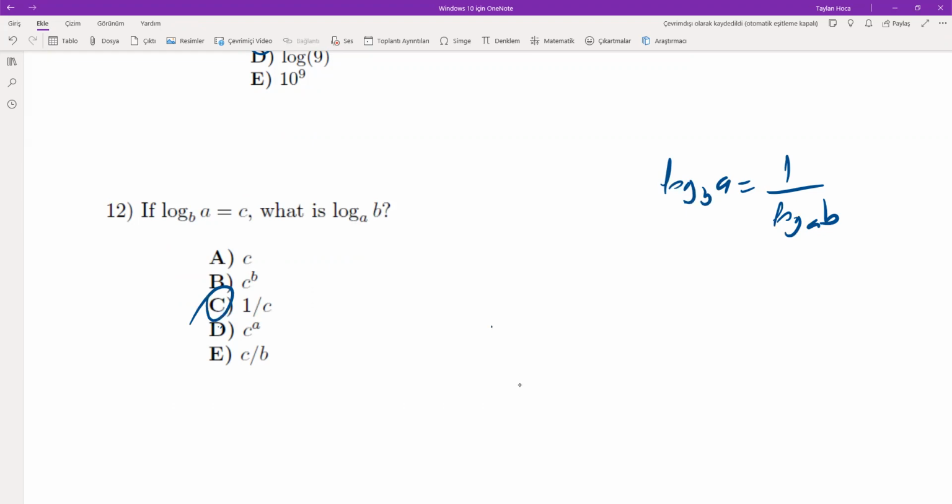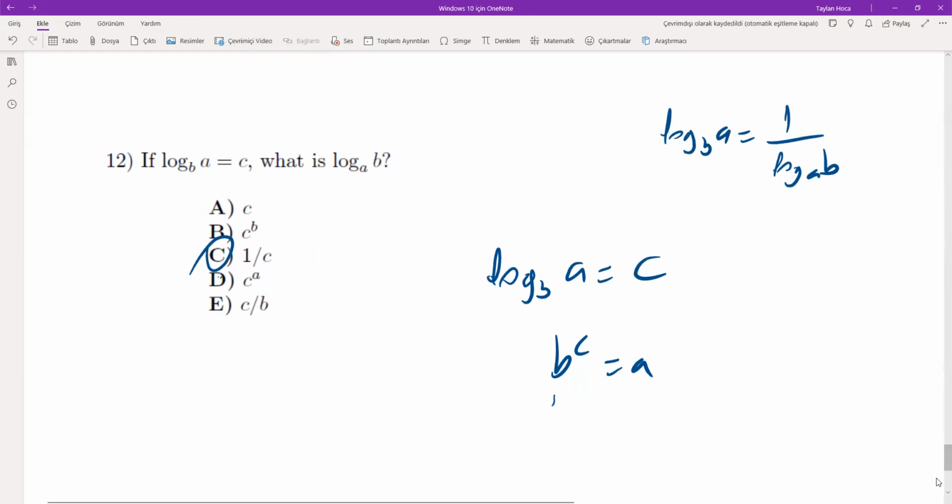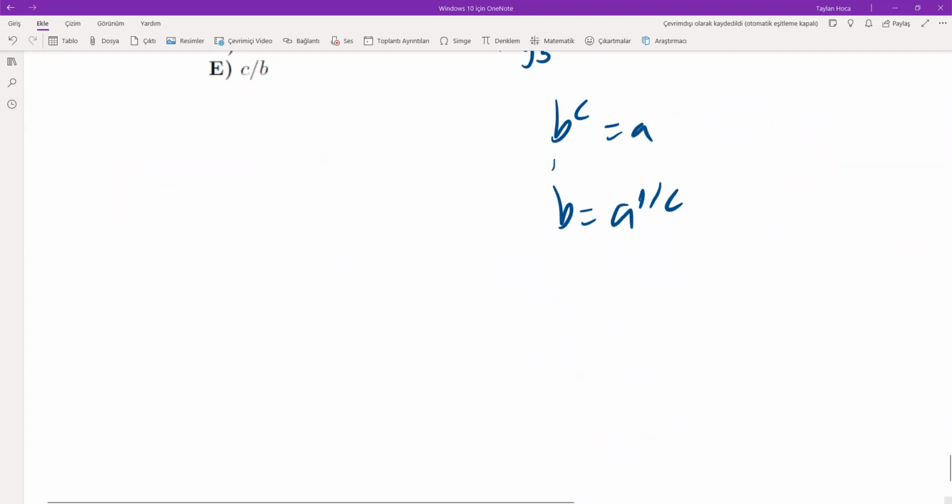But suppose that you don't know it. Log base B of A is C, which means B to the power C is A. Hence, I take the 1 over C power of both sides. B is A to the power 1 over C, which means log base A of B is 1 over C. It's just simple. But of course, you can think of that as a rule as well.